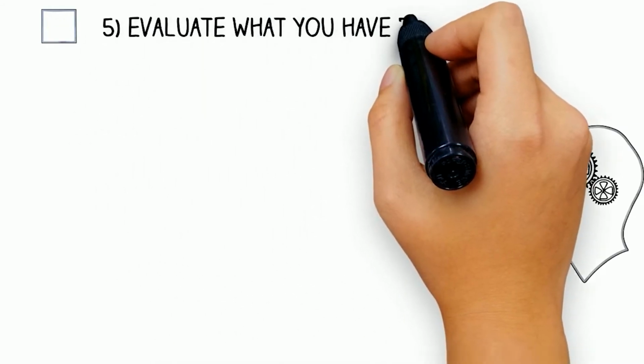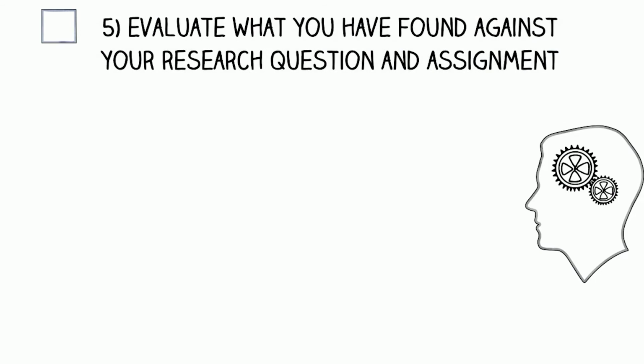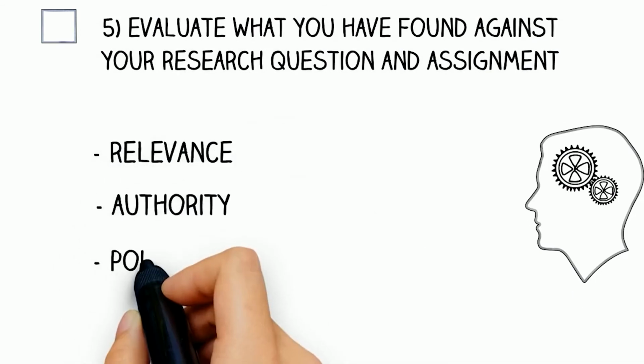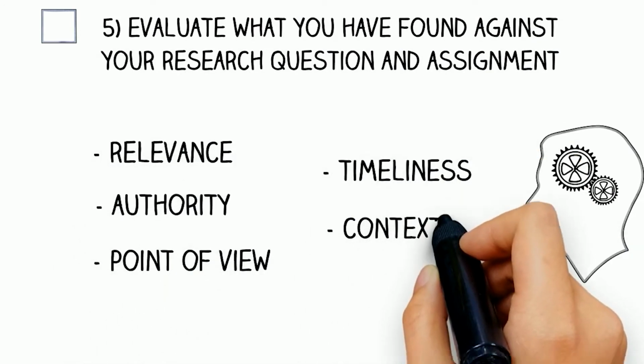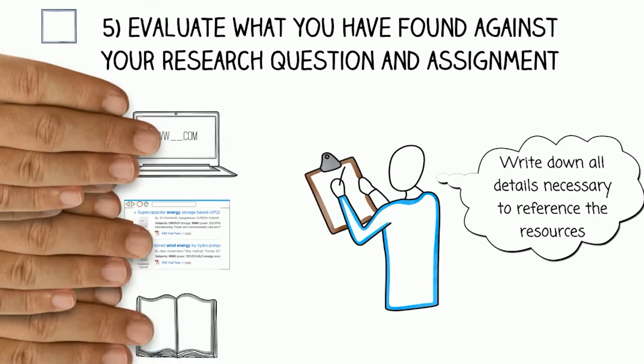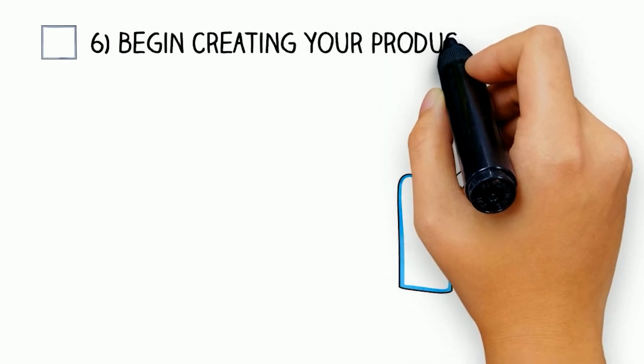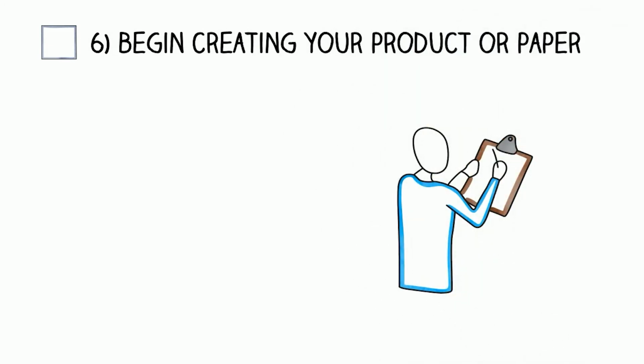Step 5 is to evaluate what you have found against your research question and assignment. You need to think about relevance, authority, point of view, timeliness, and the context of what you find. Make sure you have all of the details necessary to reference the resources you are using in your final paper or product.